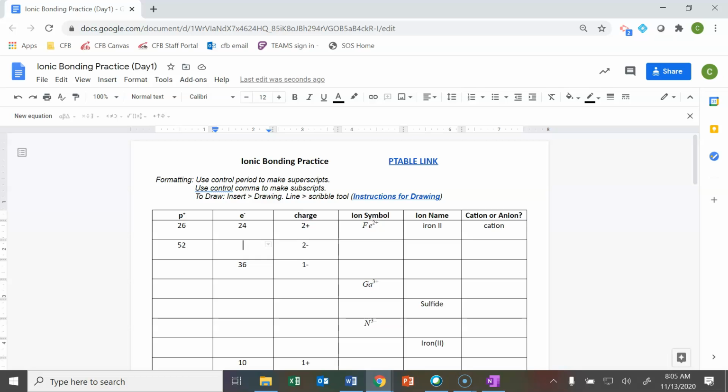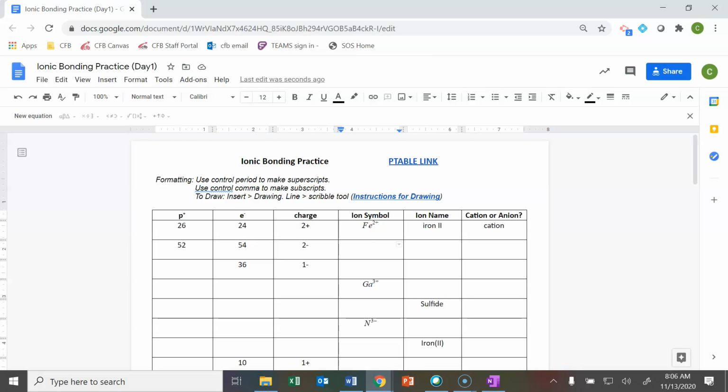Or we can kind of think about it logically. Electrons are negative. So the -2 charge means I have more electrons, and the 2 means that I have 2 more electrons than protons. I've got 52 protons. If I have 2 more electrons, that would be 54. Or you could solve it with algebra. Either way, it's the same thing.